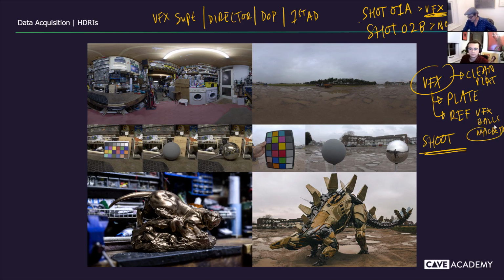In all honesty, though, the Macbeth chart, ideally, they're shooting regardless of whether it's a VFX shot or not, because you'll still want to neutralize the sequence so you can grade it evenly later on. So even for non-VFX projects, it's useful. So you can neutralize all the shots into an evenly graded sequence.